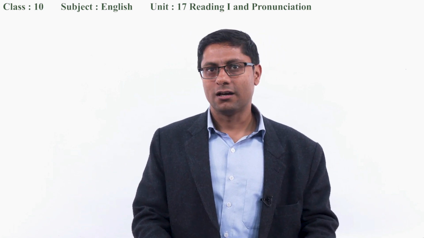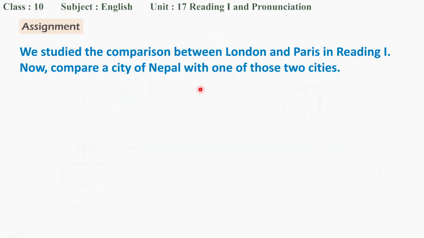Finally, I'm giving you an assignment. You'll do this assignment, submit it to your teacher and get feedback from him or her. In this lesson, we studied the comparison between London and Paris, which we did in reading 1. Now, compare a city of Nepal with one of those two cities. You can compare Kathmandu with Paris, Kathmandu with London, or Pokhara with Paris, or Pokhara with London, or any city of Nepal with one of them. Then after you compare, submit it to your teacher and get feedback.